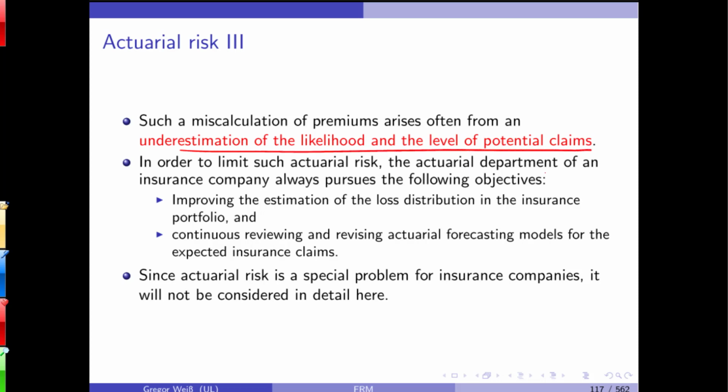So such a miscalculation often arises from an underestimation of the likelihood and the level of potential claims, and in order to limit such actuarial risk, the actuarial department of an insurance company always pursues the following objectives. First, improve the estimation of the loss distribution, and continuously reviewing and revising actuarial forecasting. In some cases, this is very simple. Very, very simple case. Does anyone know which is perhaps one of the toughest business lines of an insurance company? Where is competition the strongest? And you all know this.